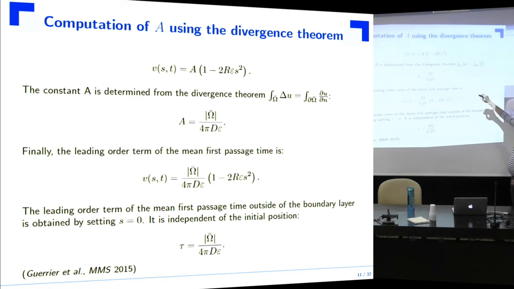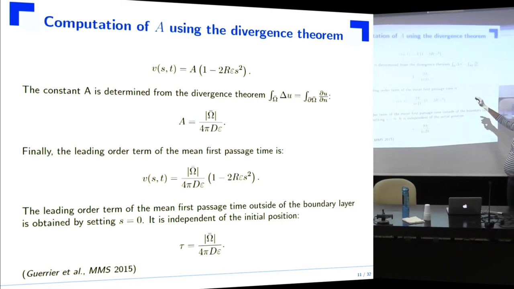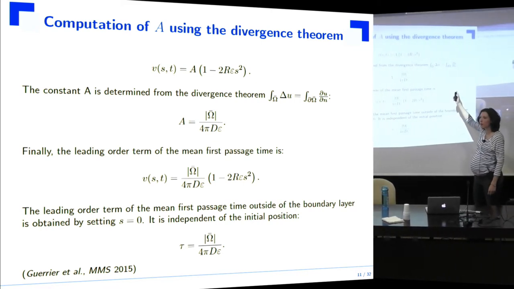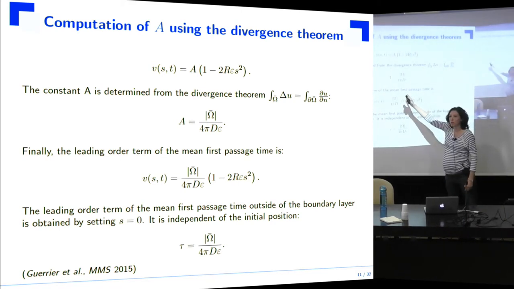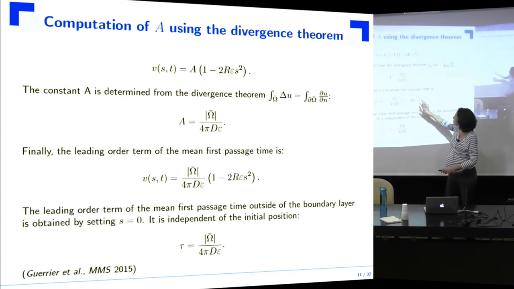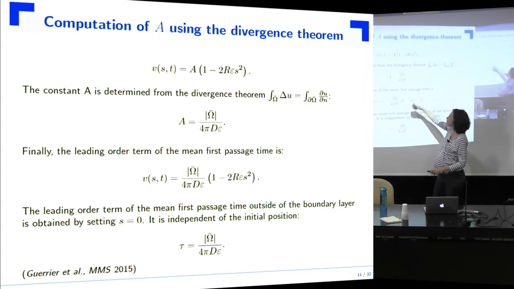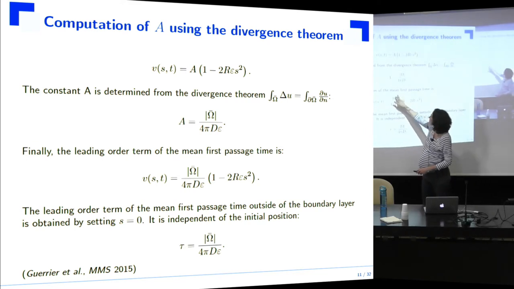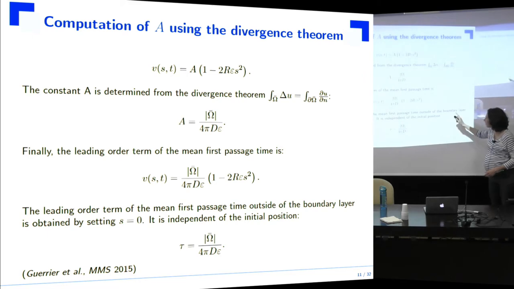So one very classical method, I think, to find A is to use the divergence theorem. And then I can simply finish the calculation and find A. And then I got the leading order term of the mean first passage time, which is going to be this one. Okay, so here is the shape of the behavior close to the hole in the cusp. And then here I'm in the image domain, right? So straight. And this is going to be the leading order term far from the hole. So this is exactly what I get in the end.